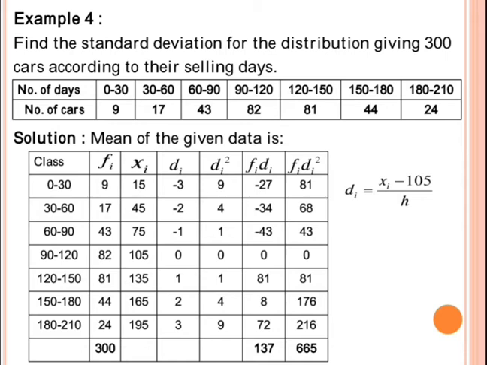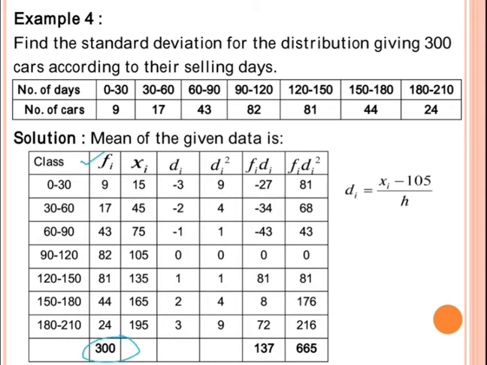See, now the first class interval is given to us. We will write all the class intervals in the first column. The second column will be of the frequency given to us, right? And we will find its total, that is 300.